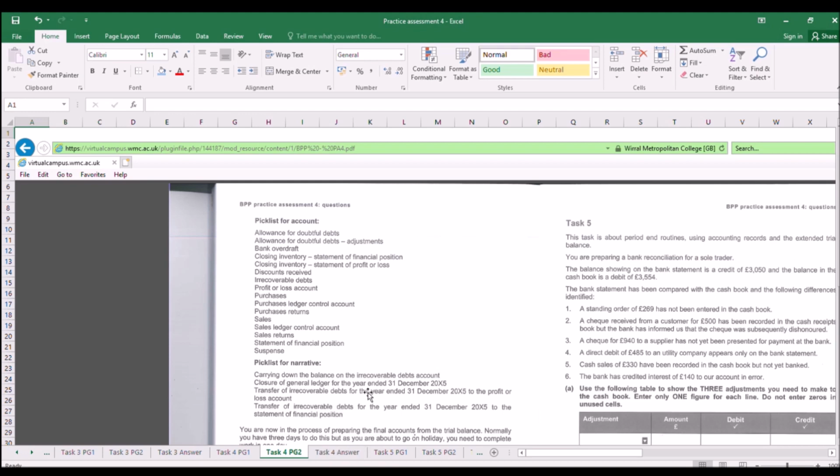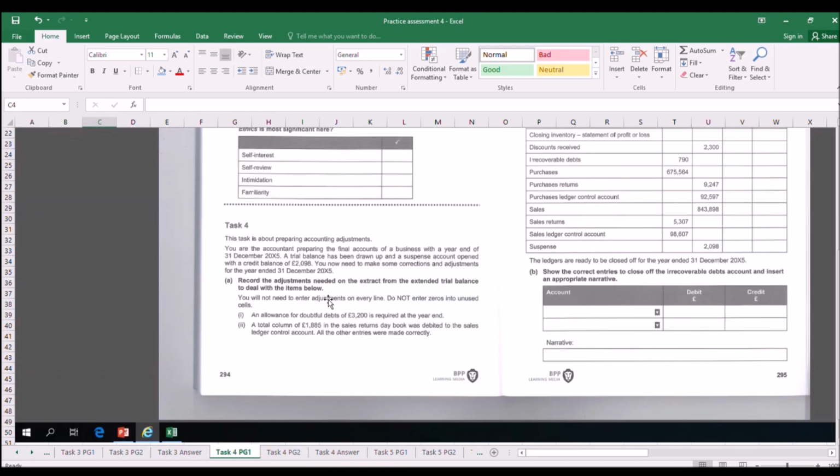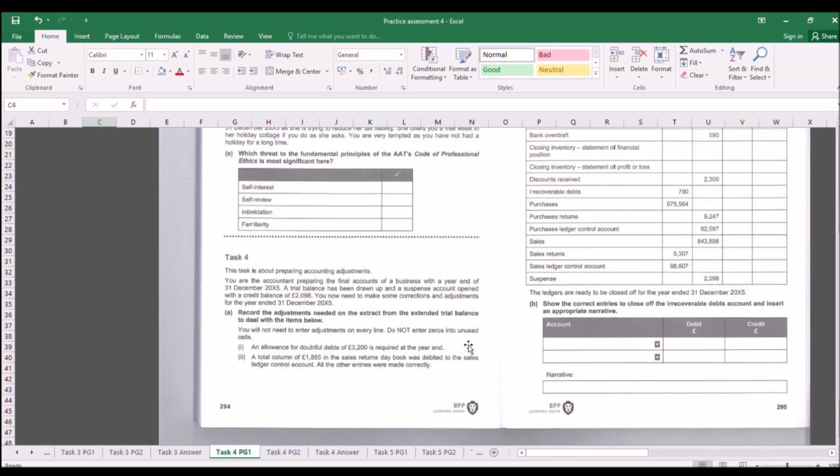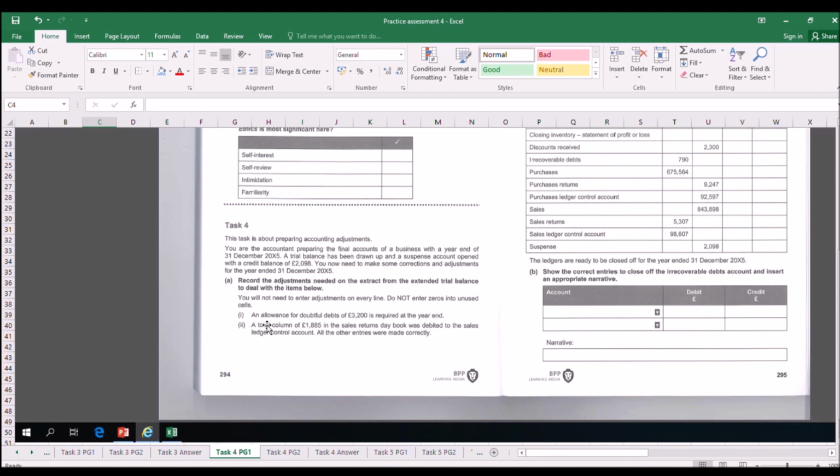January X5 in here. Record the adjustments needed on the extract from the trial balance to deal with the items below. Oh, great, that's quite nice. We got an extended trial balance question. You will not need to enter adjustments in every line. Do not enter zeros in unused cells. Okay, fair enough then. An allowance for doubtful debts of 3,200 is required at the year end.